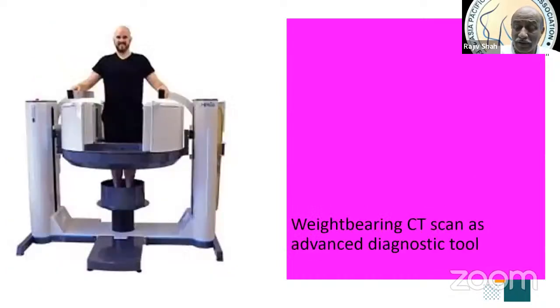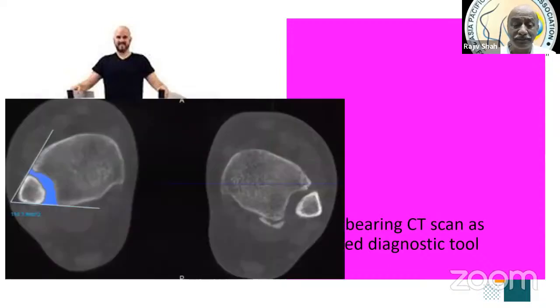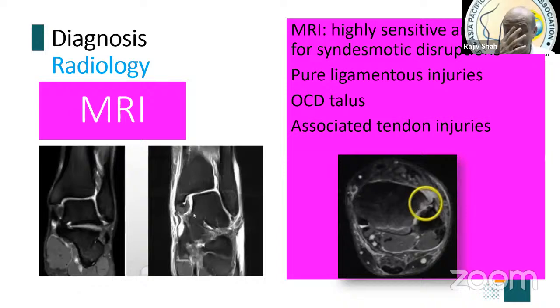And now, for pre-operative diagnosis of syndesmotic injury world over, such kind of weight-bearing CT scans are available, and that is an advanced diagnostic tool, very vital to diagnose syndesmotic injury. So this is how on a weight-bearing CT scan you can see that the space here is distorted, which is the space on the affected side.